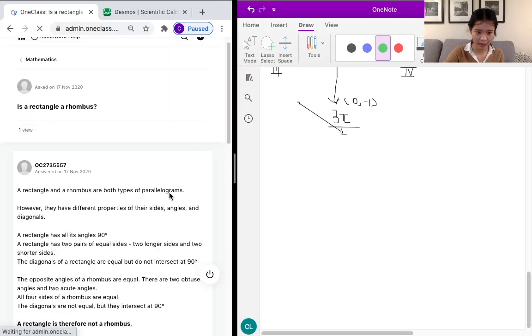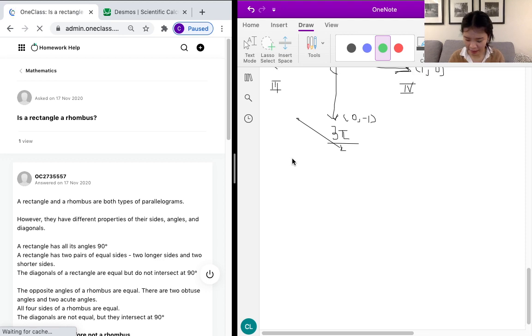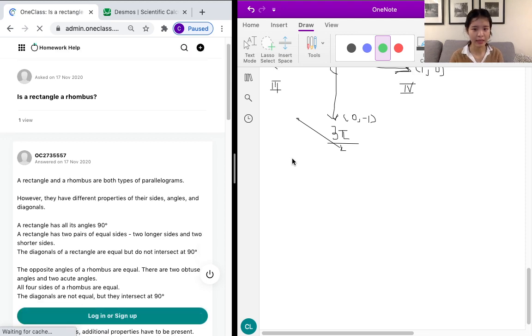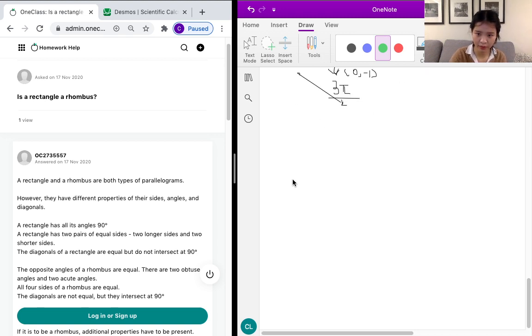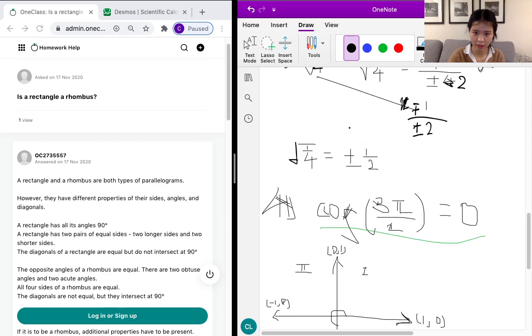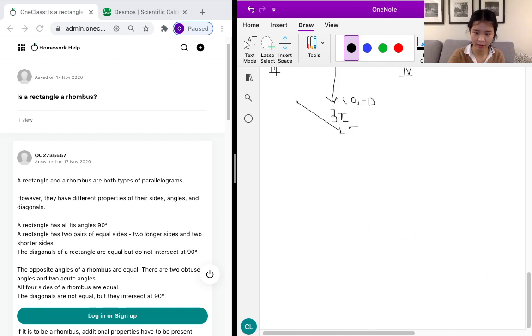Our next question is asking us whether a rectangle is a rhombus, which is a really interesting question. Let's write it down here. I think this is our fifth problem. In order to find out whether a rectangle is a rhombus, we first need the definition of a rhombus. So what is the definition of a rhombus?